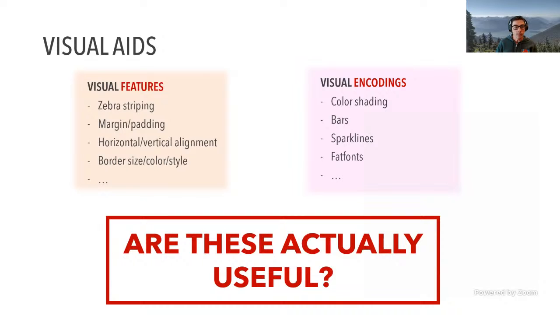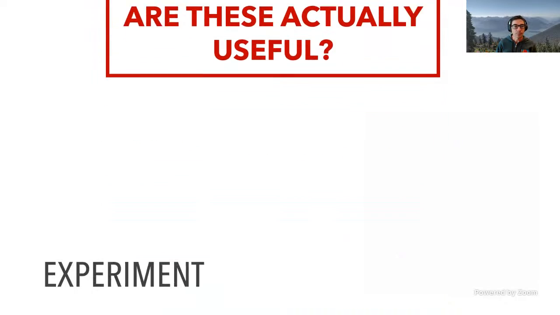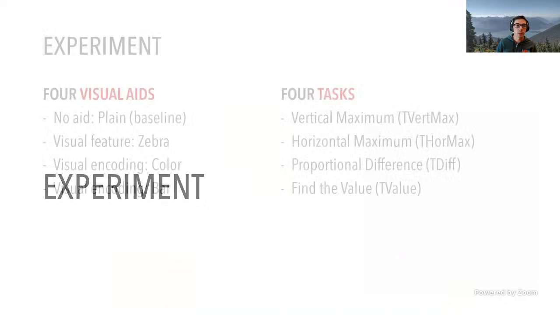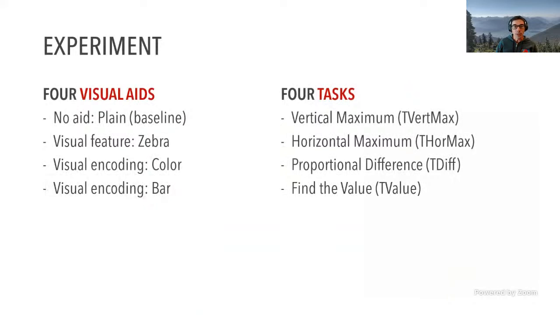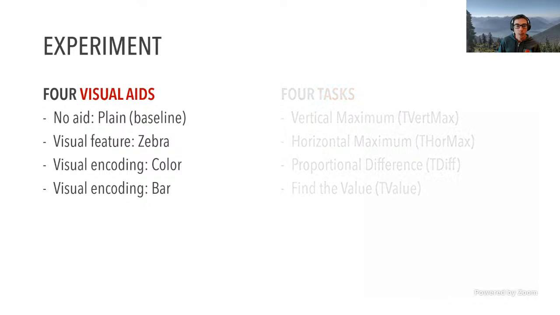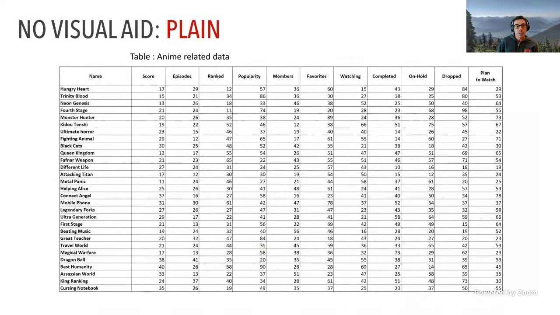And so to partially answer this question, we designed an experiment in which we tested 4 visual aids for 4 tasks on tables. So let me show you the 4 visual aids first. This is the baseline condition, what we call the plain table. You see one of the stimuli in the experiment. It's a table with 30 animes here in rows and 12 attributes in columns. They're all on a scale from 10 to 100.